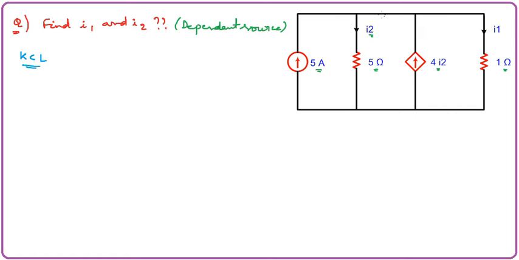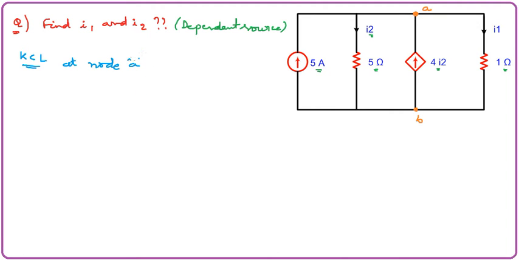So I want to do one thing. All the points above, this point, this point, this point, this point, are the same. So let me take this point as A, and all the bottom points are also the same. So let me take this point as B. Now let me apply Kirchhoff's current law at node A.